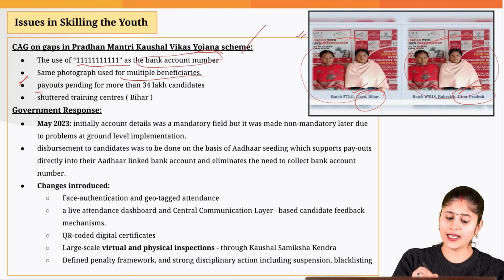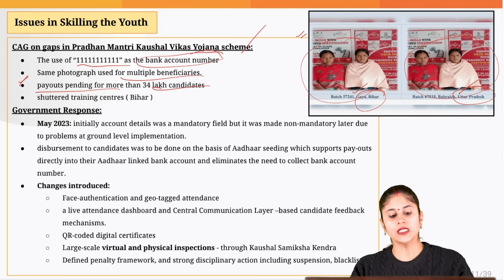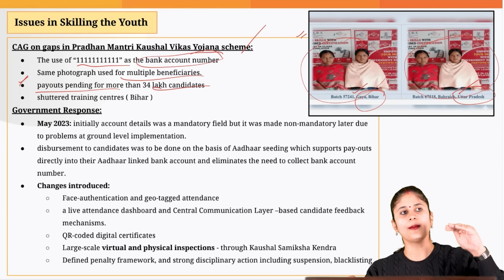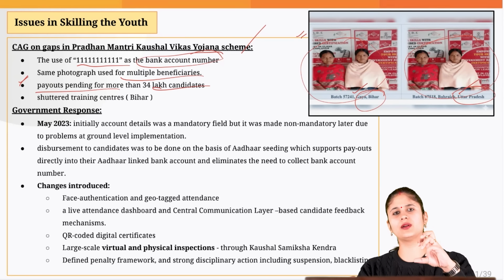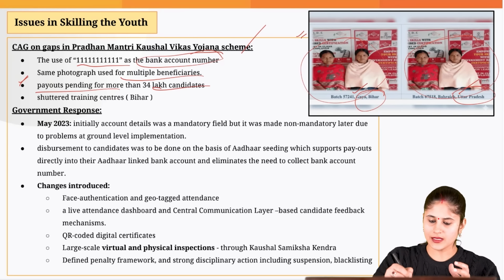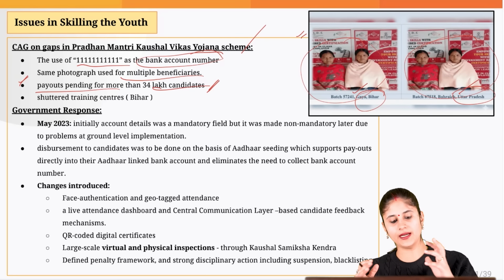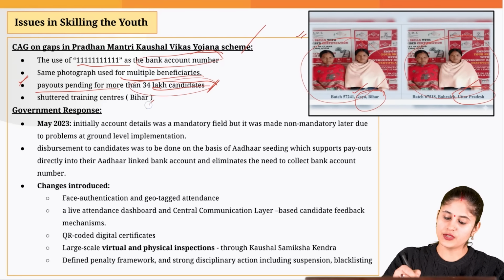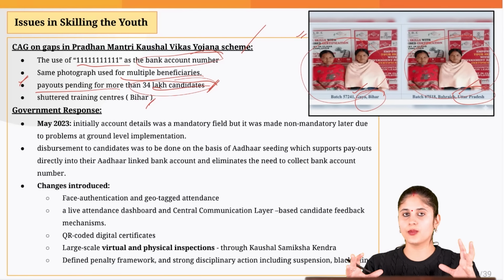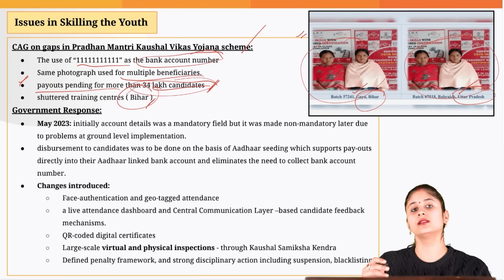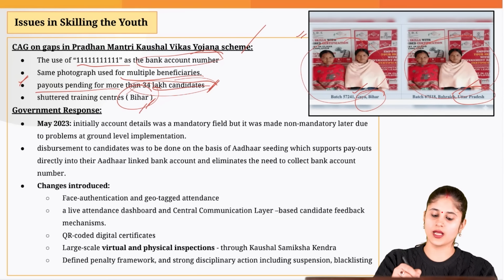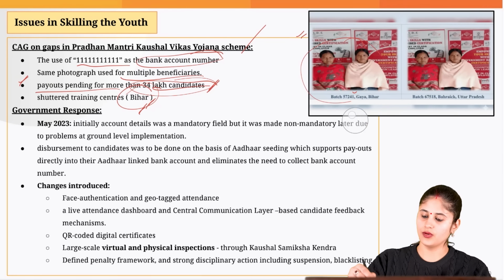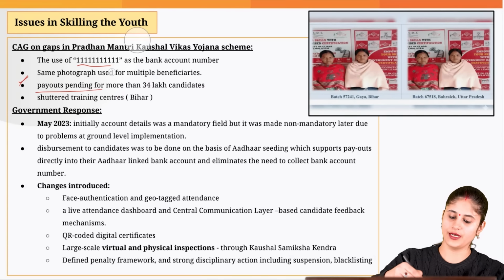Then payouts are pending to around 34 lakh candidates. Under this Pradhan Mantri Kaushal Vikas Yojana, once a person completes the training, they are provided with a one-time monetary reward. And this is the reward we are talking about, which is pending with respect to 34 lakh candidates. Then the majority of the training centers are not operational. Some of the training centers the CAG pointed out were in Bihar. So these were the irregularities pointed out by the Comptroller and Auditor General of India.